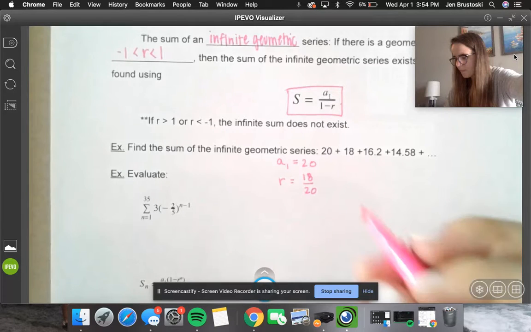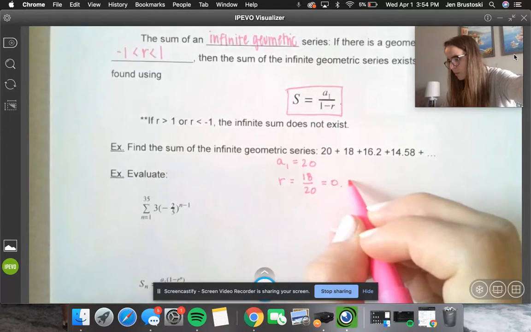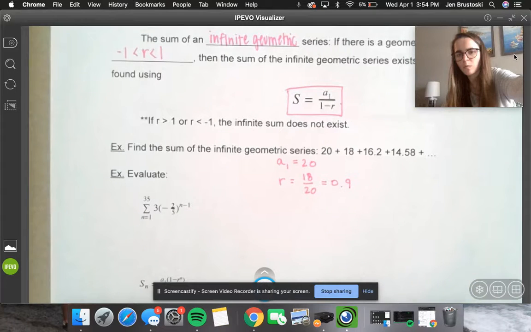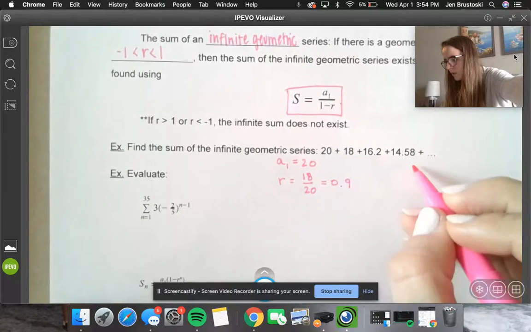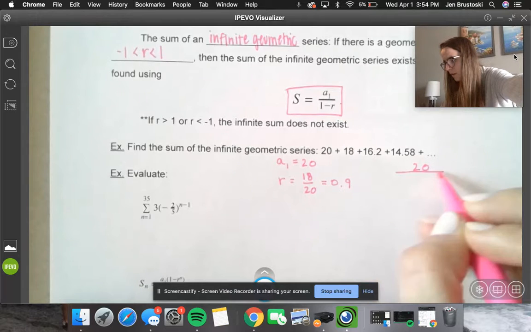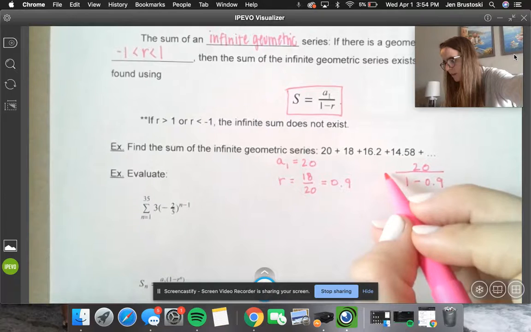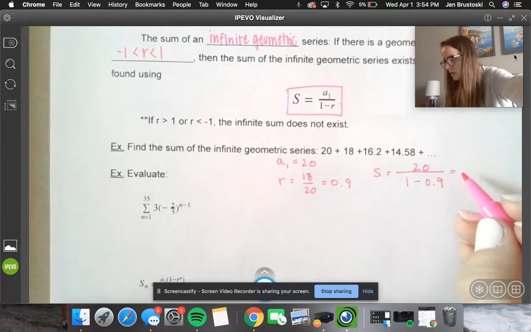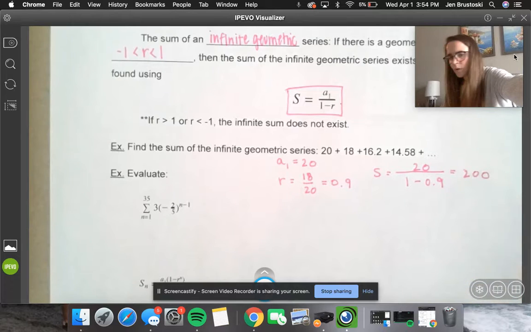All right, so we get 0.9 as our r value. So we'll plug those two values into our equation. So we get 20 divided by 1 minus 0.9, and this is our s value. So then s is equal to 200. Of course, you can plug that into a calculator if you want.